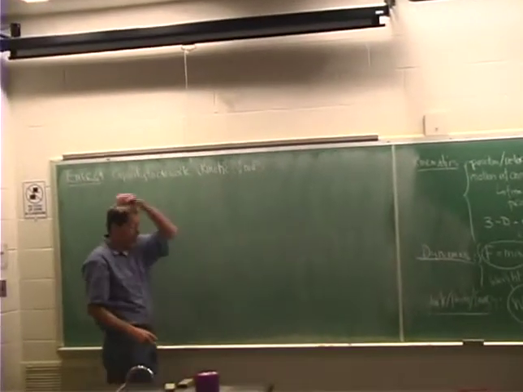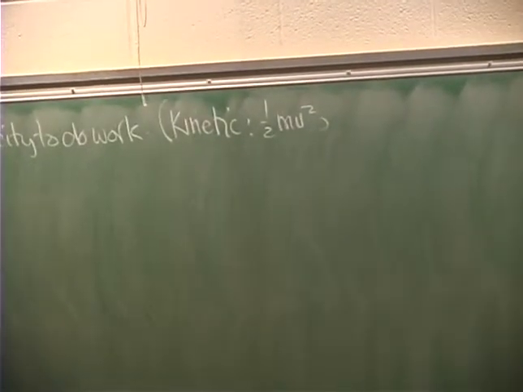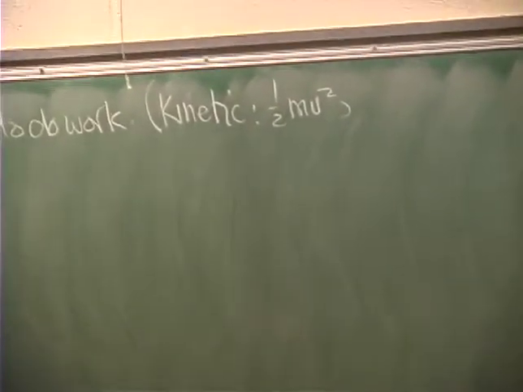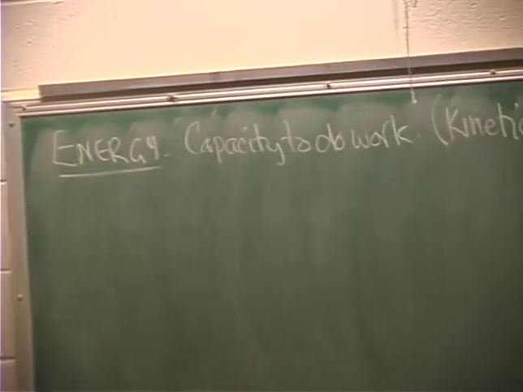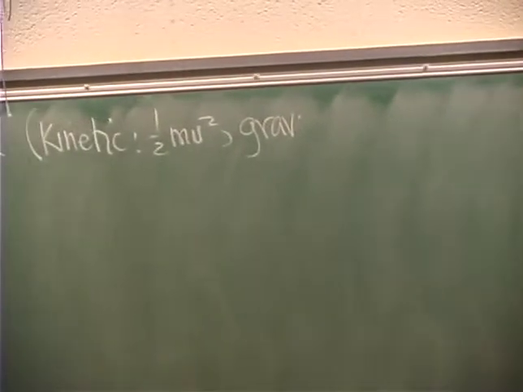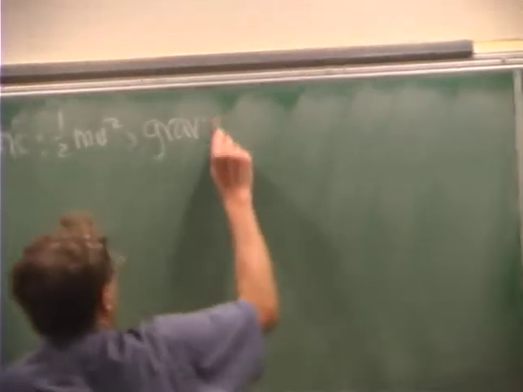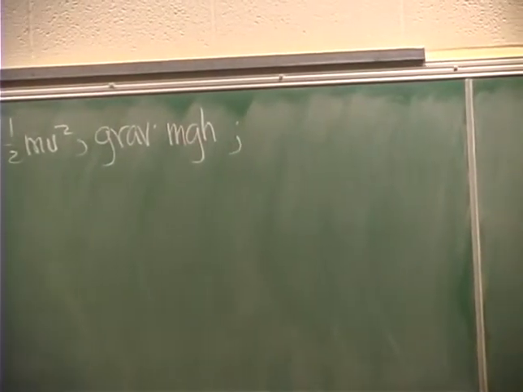An object of mass m moving with speed v is capable of doing work for you as it comes to rest. And the amount of work it can do for you is exactly 1/2 mv squared. There's gravitational. That's the capacity to do work by virtue of height. If you lift an object up to a certain height h, it's capable of doing some work as it falls back to ground level. And the amount of work it can do is mgh.